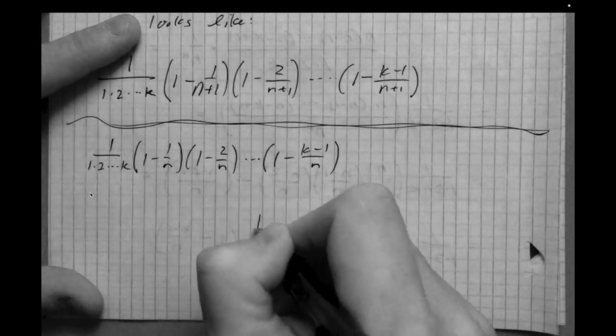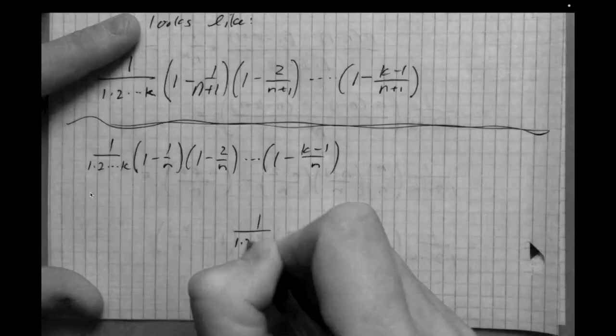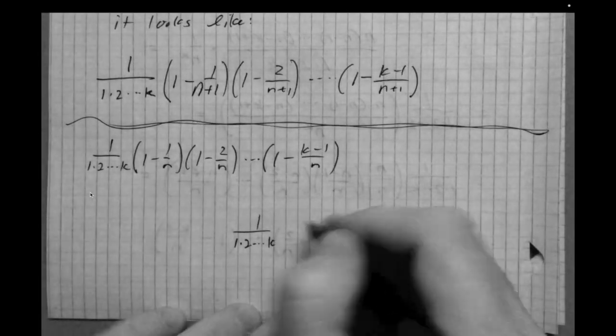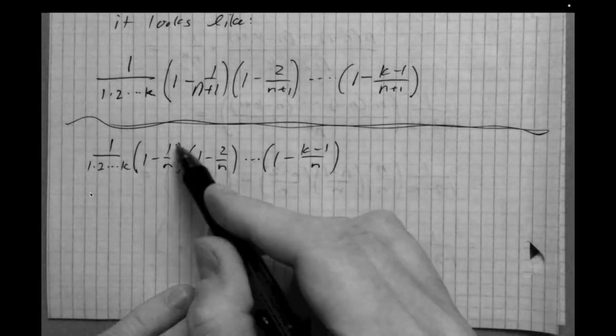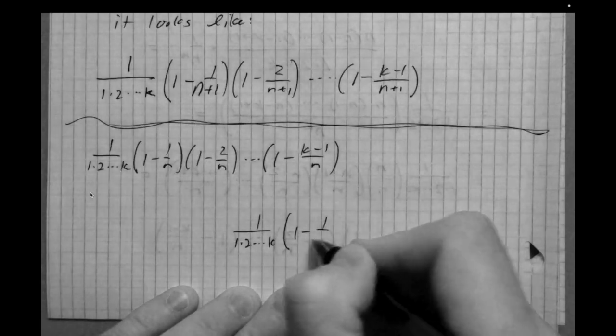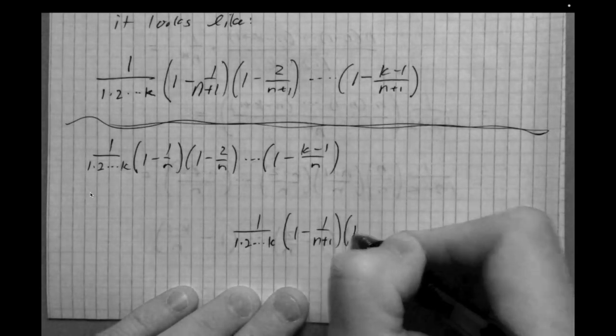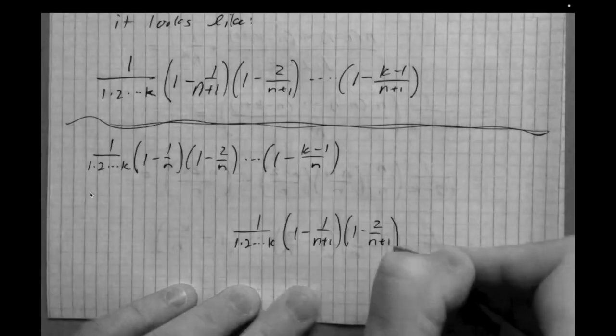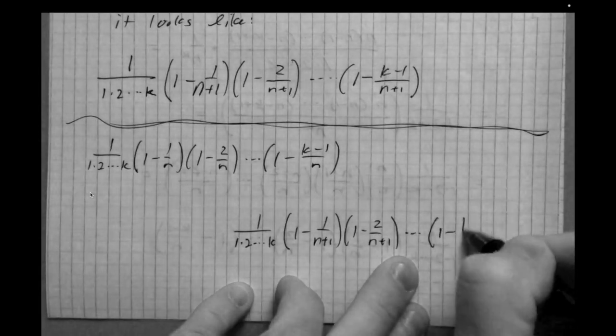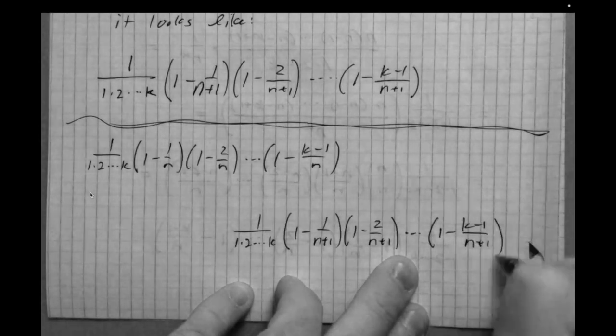It's going to be 1 divided by 1 times 2 dot dot dot times k, and then instead of 1 minus 1 over n, it's 1 minus 1 over n plus 1, and then 1 minus 2 over n plus 1, and then 1 minus k minus 1 over n plus 1, right? So it looks like this. Okay, now what's the relationship between these two? What's the relationship between these guys?